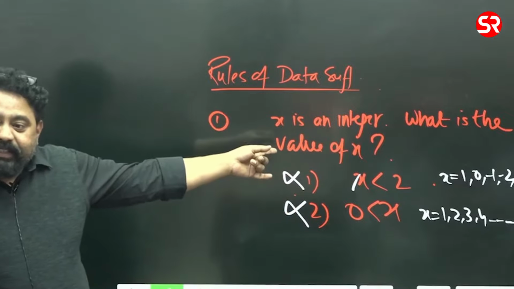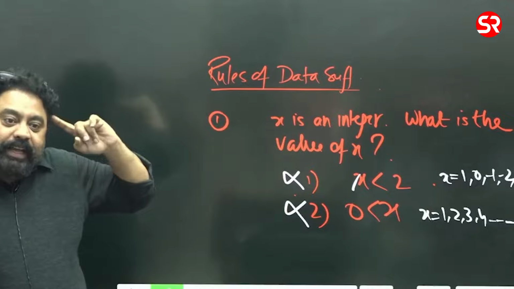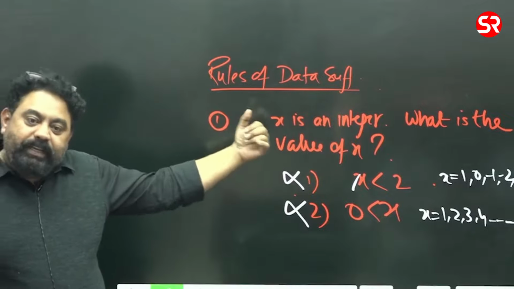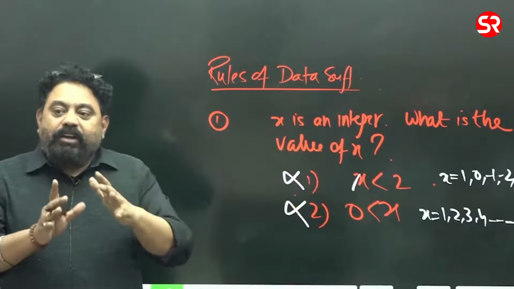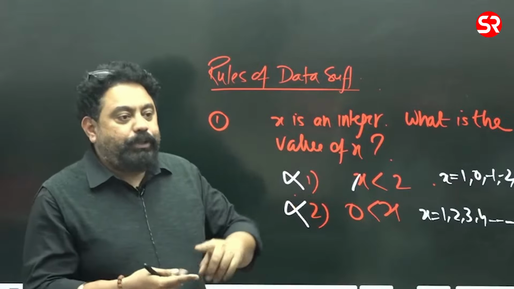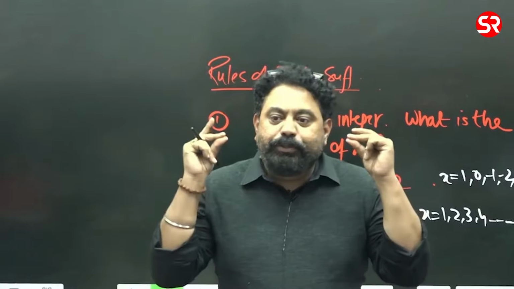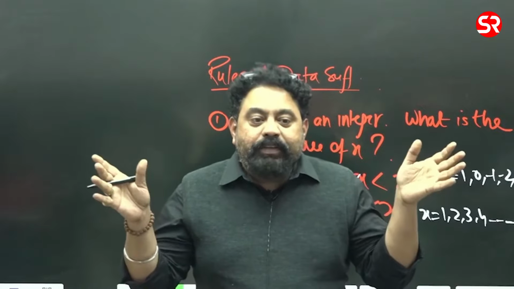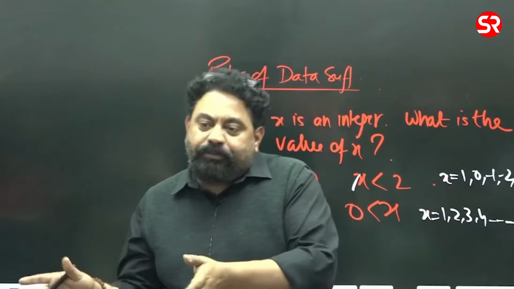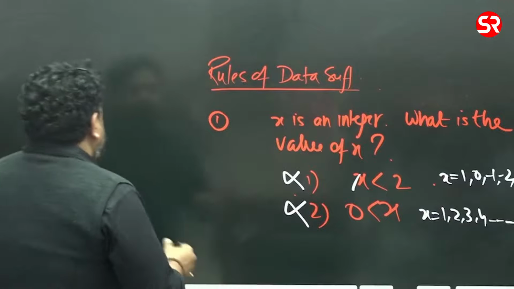1 or 2 kab aaye the? When we said that ek question, ek statement bhi answer de deti, then it could have been 1 or 2. Right. Now you have a situation where the first statement is not giving you the answer, the second is not giving you the answer. What would you do? Mix them. So when do you mix them? When there is no from the first statement, no from the second statement, then you mix them.